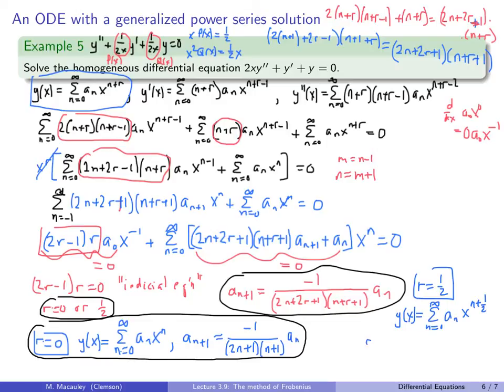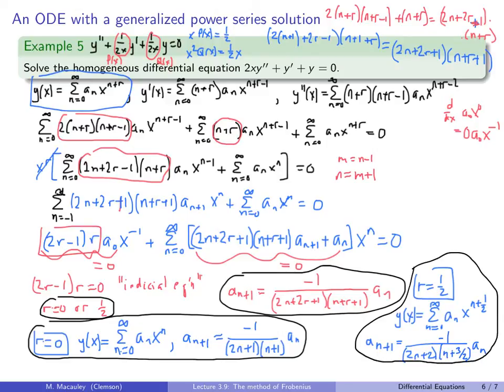And now the recurrence a_{n+1} equals... so let's plug in 1/2 for r here. So we get 2n plus 2, because this is 1 plus 1, so that's 2n plus 2, times, here we have n plus 1/2 plus 1, so that's n plus 3/2. Plus 3/2, and then negative 1 times a_n on top. So here's the solution that we get when r equals 1/2.